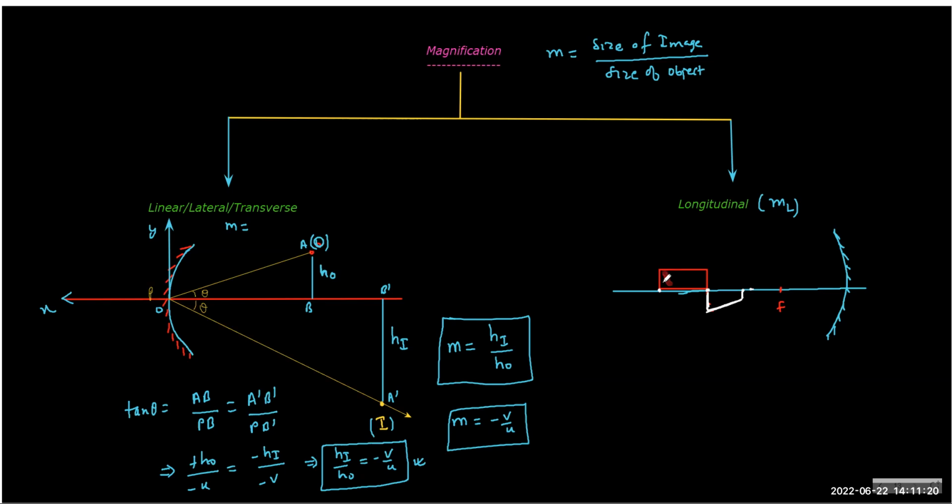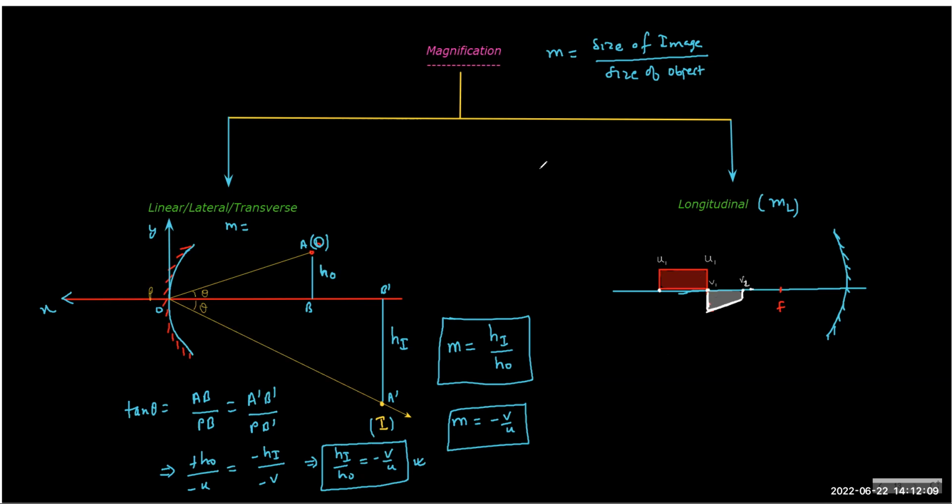This object, which looks rectangular, will form an image like a trapezium. But when it comes to the longitudinal magnification, we only look for the size, the dimension along the principal axis. So it is quite possible that this end we can call U1, this end we can call U2. Luckily U1 and V1 are the same. And for the image, we can call this end V1, this end V2. It's the other way around actually. This is V1, this is V2.